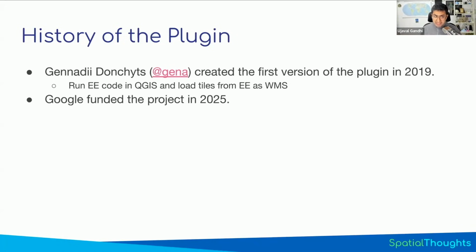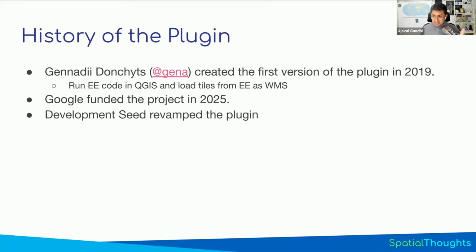Finally, Google funded this project in 2025. They said that it's important to build those tools for people to access Earth Engine data. They've been building a lot of those connectors, so people who are using other parts of Google Cloud or other GIS-like platforms can get access to Earth Engine data. And as part of this project of building connectors, Google funded this project to upgrade this plugin so it's easier for QGIS users to consume data from Earth Engine.